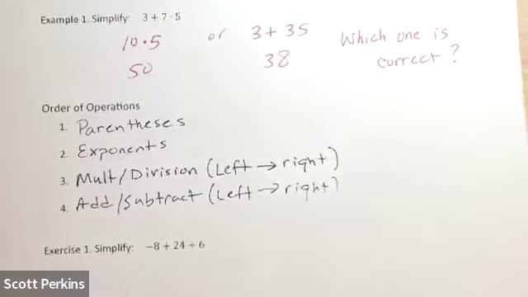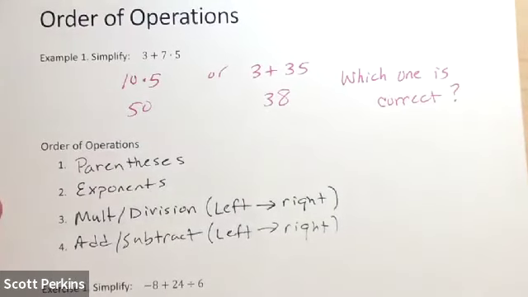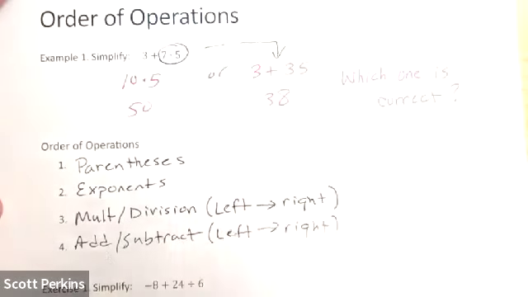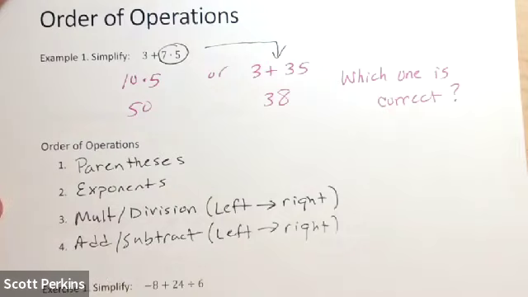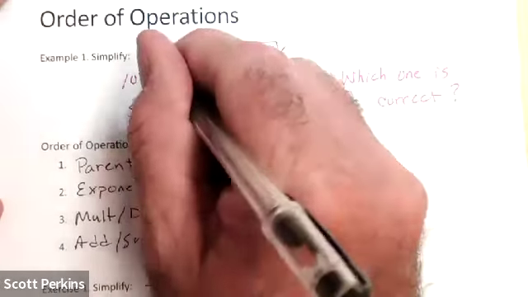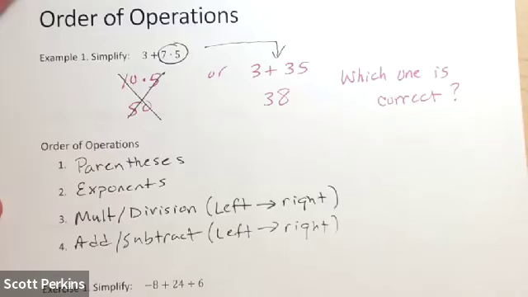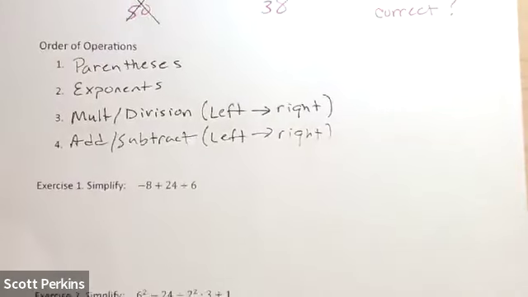So for our original problem, which of my two answers is the correct one? Well, let's look. I have addition and I have multiplication. On my order of operations, which comes first? Multiplication. Multiplication is the third thing. So the right thing to do is to start with 7 times 5, which gives you 35. That means the correct answer is 3 plus 35, or 38. 50 is wrong. You have not done the operations in their order of importance.